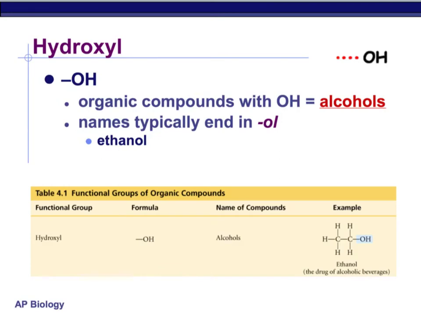So let's start with the hydroxyls. Hydroxyl groups are OH groups, so an oxygen and a hydrogen. Any compound that has an OH is called an alcohol. So typically the name ends in -ol, so methanol, ethanol, butanol, propanol, any kind of -ol. And you can attach it anywhere. It doesn't have to be attached to a specific place. As long as it's there, you have a hydroxyl group, you have an alcohol of some type. Now, methanol is not good to drink, but what we drink as alcohol, the drug in alcoholic beverages, would be ethanol.